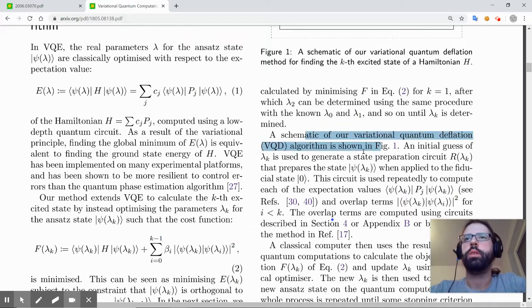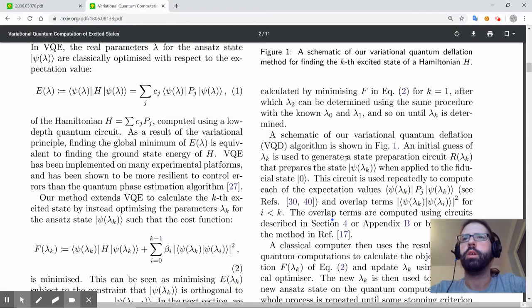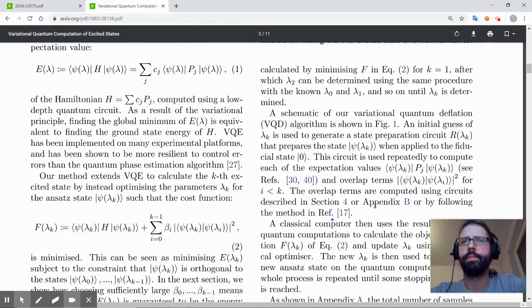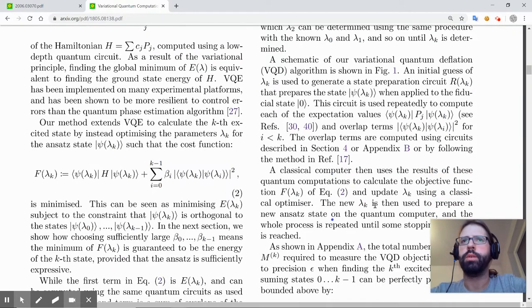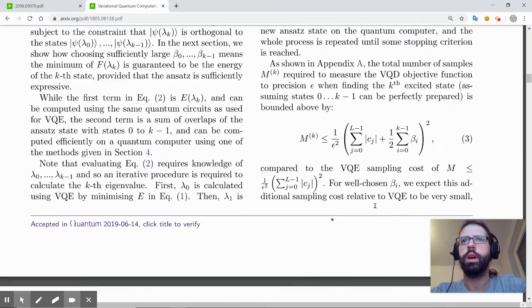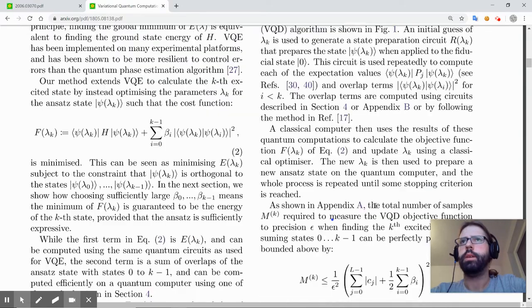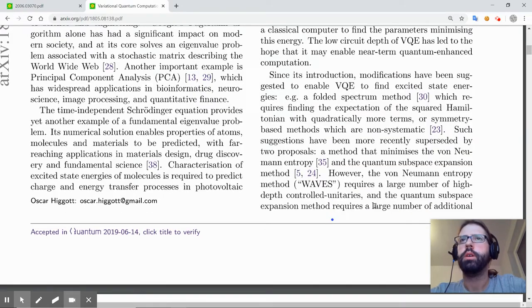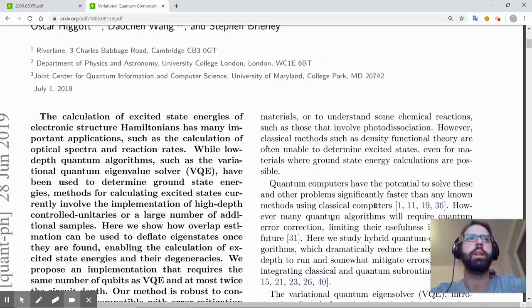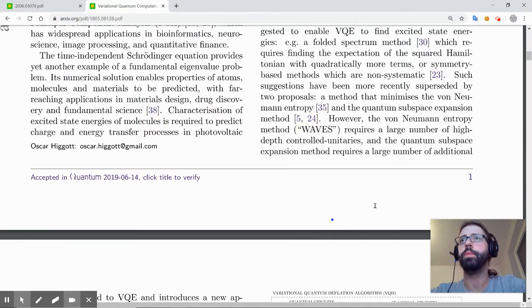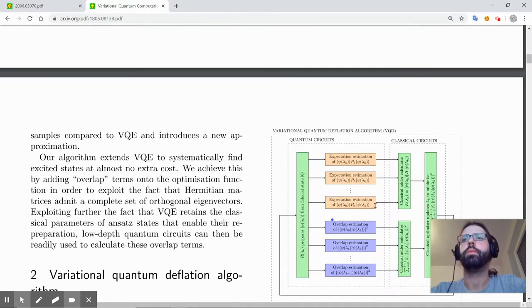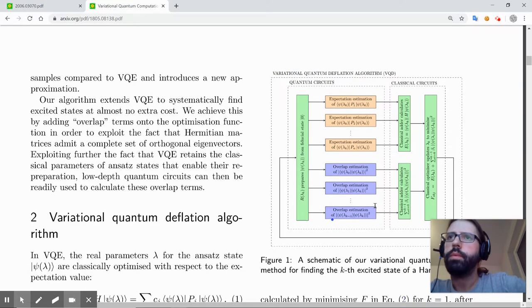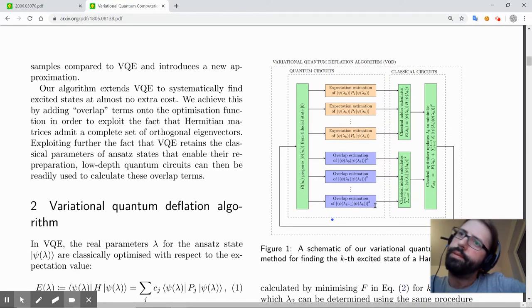Schematic for original inflection is in figure 1. Shell gas is a state preparation circuit. Computer then uses the results. Okay, so we know this. What was the figure? Why is this scrolling so bad? Classical optimizer updates to minimize.